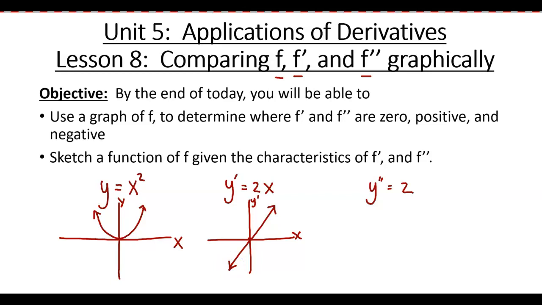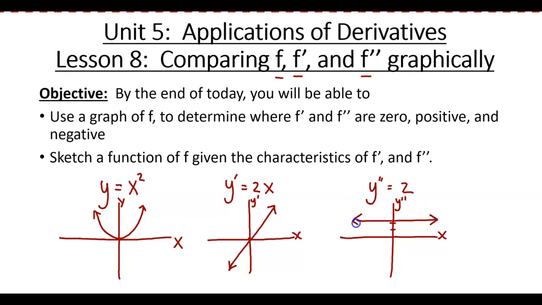And then finally, for this next one here, we still have an x-axis, even though there's no x's in the problem. But the output now is the second derivative. And if you were to graph this, y equals 2, well, that's just a flat line, right?